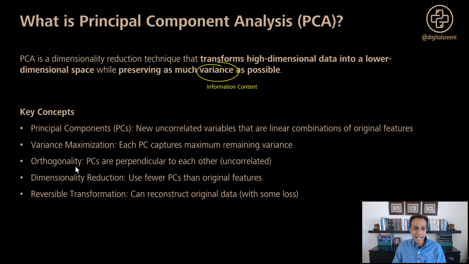And also orthogonality means these are perpendicular to each other. In other words, each principal component is uncorrelated, right? So obviously this speaks to the previous fact where we talked about correlation, where radius and perimeter and area are all highly correlated. They're not orthogonal, right, when you take those features. So principal components are orthogonal. Of course, you're trying to reduce the dimensions right there.